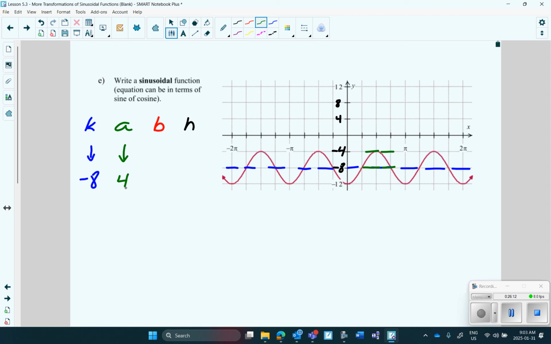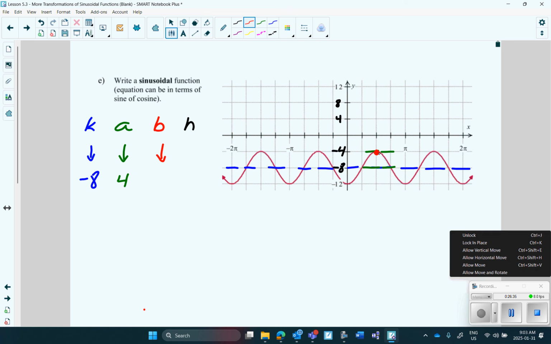Now for B and H, we've got to decide whether we want to do sine or cos. What would you like to do? Cos. Okay. So I see quite a few cos functions. Let's do this one, starting there, ending there.